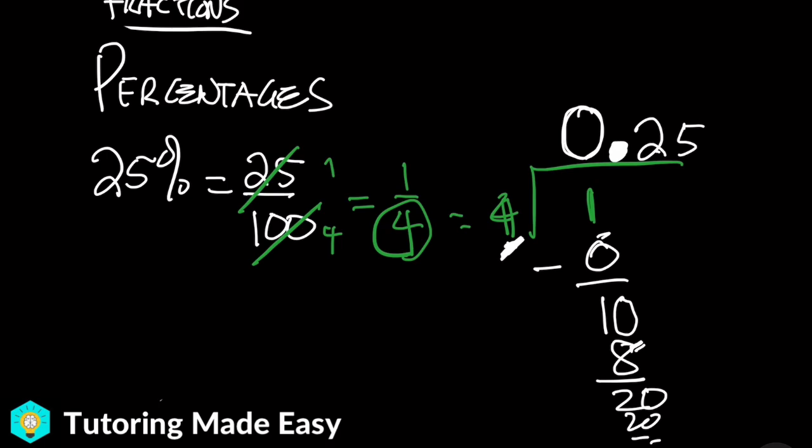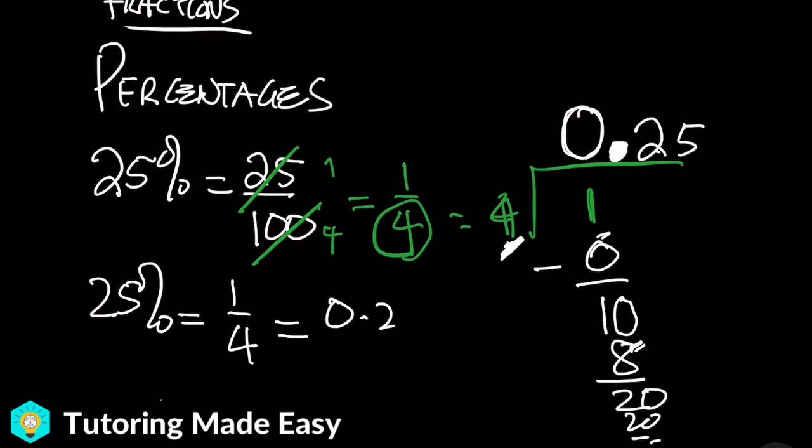So we know that 25% in fraction terms is actually 1 over 4. In decimal terms, it's actually 0.25. I hope this problem actually helps. So we've looked at a question on real numbers. We've looked at a question on fractions. We've looked at a question on decimals. We've also looked at a question on percentages.